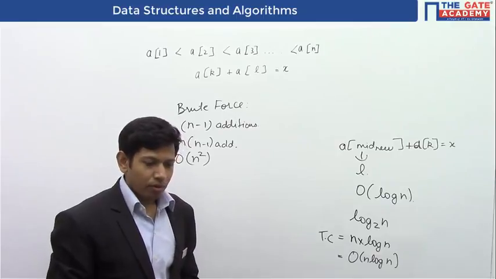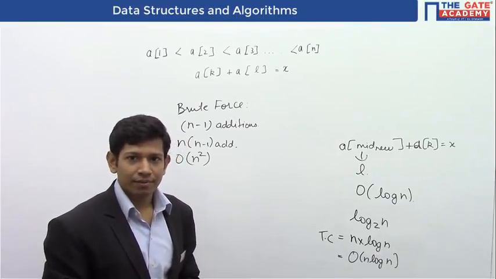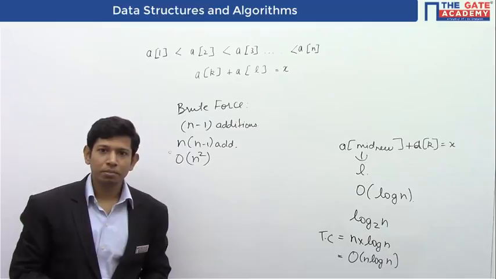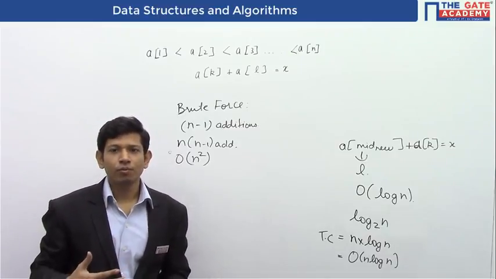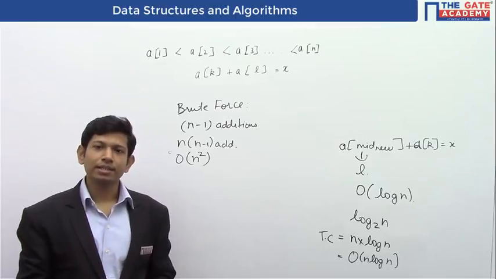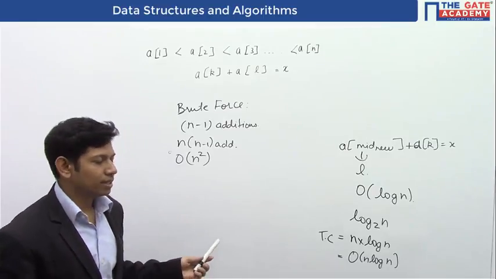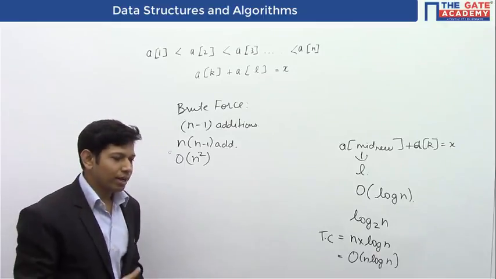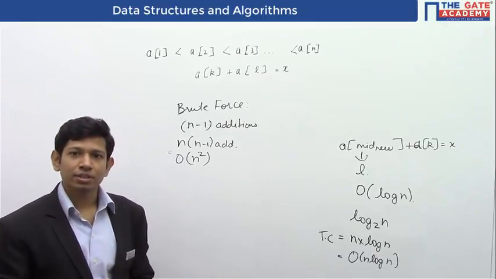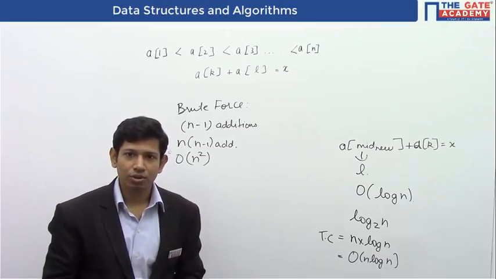Now, of all the divide and conquer algorithms that we have studied, this happens to be the best time complexity. So we are forced to think whether we can look for any other paradigm, any other design paradigm in which the time complexity is better than n log n. So let's look at another design paradigm in which we get the time complexity as order of n.